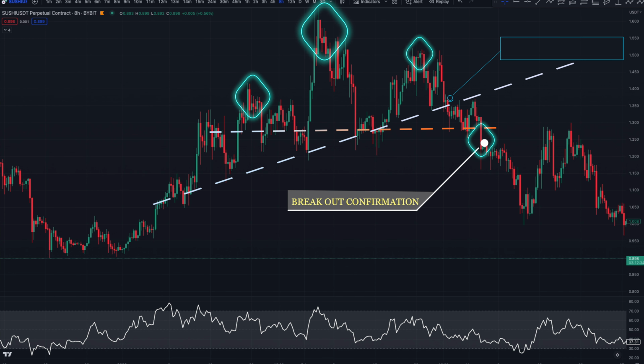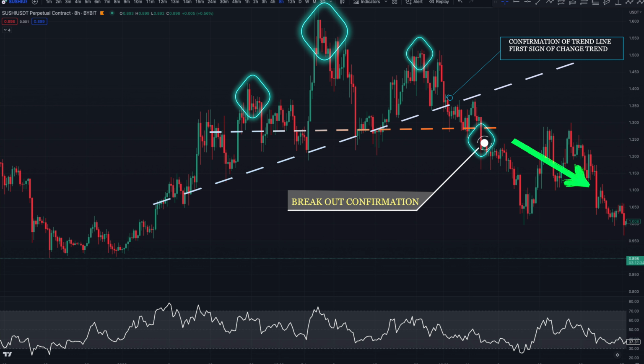The next example for us is pretty much the same as the last example. We can get into the position early because we break the trend line before the head and shoulders pattern. But the safest way is going in after the breakthrough of the neckline. That is kind of the safest way.